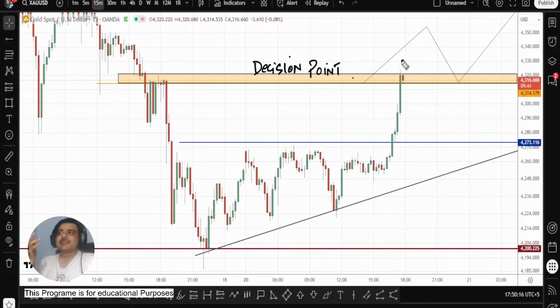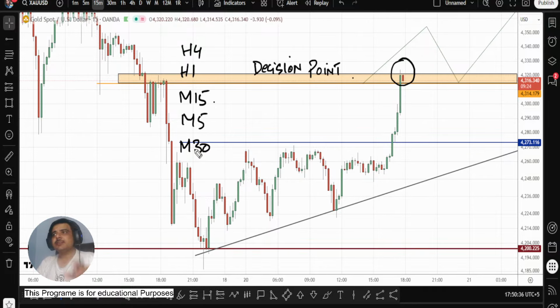But the decision has not yet occurred. Not even on the H4, not on the H1, not even on the M15, not even on the M5, not even on the M30. That decision has not yet occurred. So as far as that decision is pending, we cannot say it is dropping or it is going up.